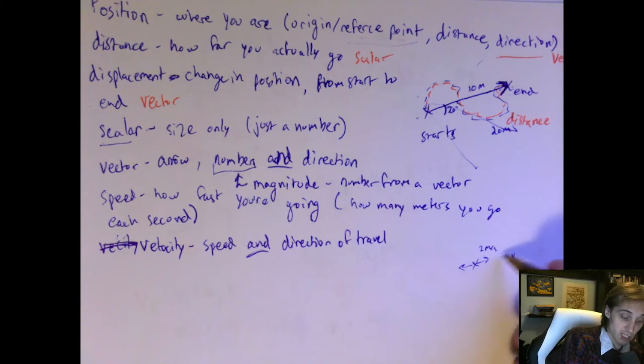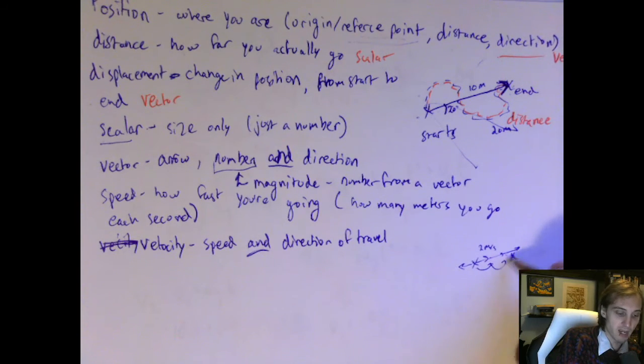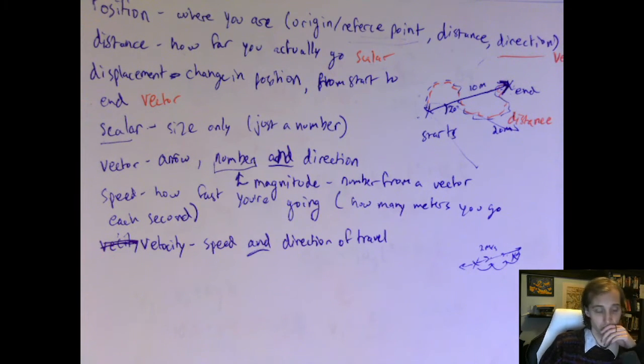So if I have 2 meters this way, what that's saying is if you wait 1 second, you'll be here. If you wait another 1 second, you'll move 2 meters from there and you'll be here. If you wait another 1 second, you'll move 2 meters from there and you'll be here. Something like that.